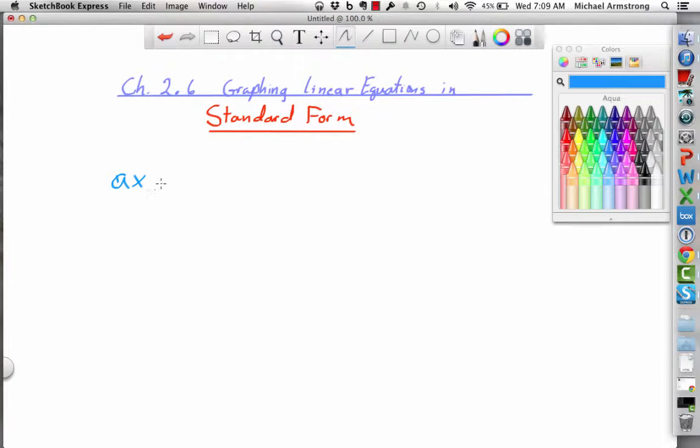Ax plus By equals C. That's standard form. We're looking for the A, which is some kind of number, and the B and the C. And sometimes that could look just like this one. This is example 1: negative 2x plus 3y equals negative 6.